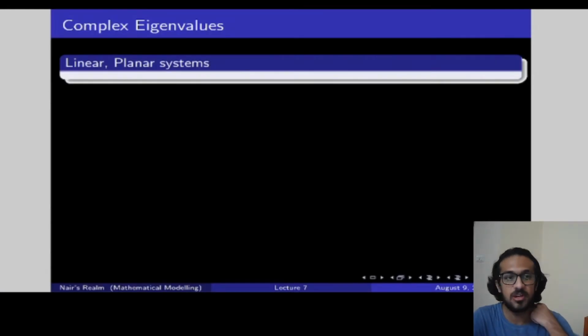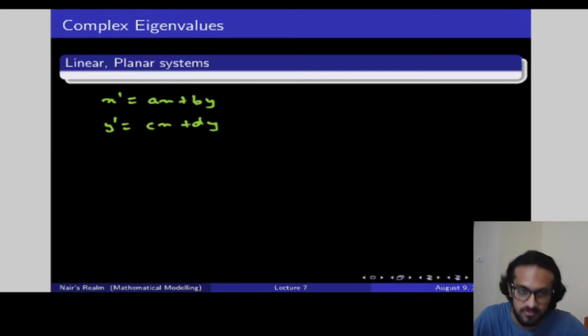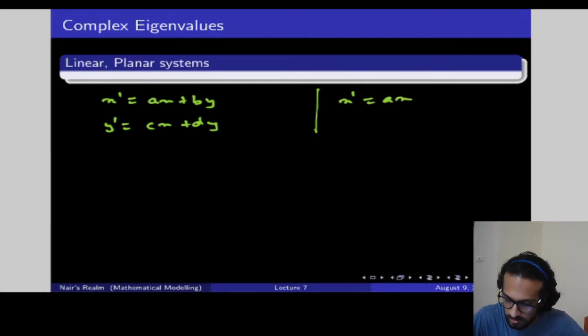So in the previous video, we spoke about linear planar systems, systems of the form x dash equal to ax plus by and y dash equal to cx plus dy. We call these planar systems because they're in two dimensions, and they're linear because there's no non-linear term with x and y. Then we first discussed the solution for a one-dimensional system x dash equal to ax.